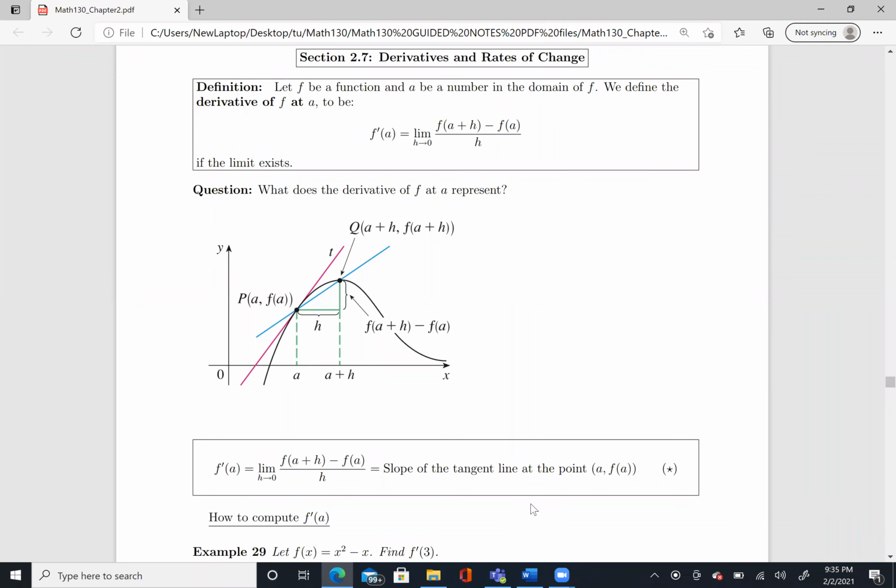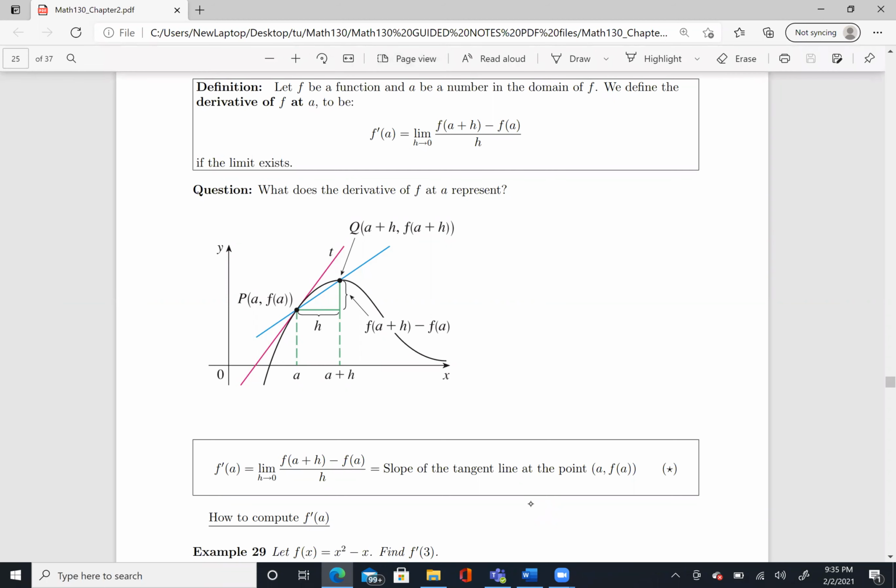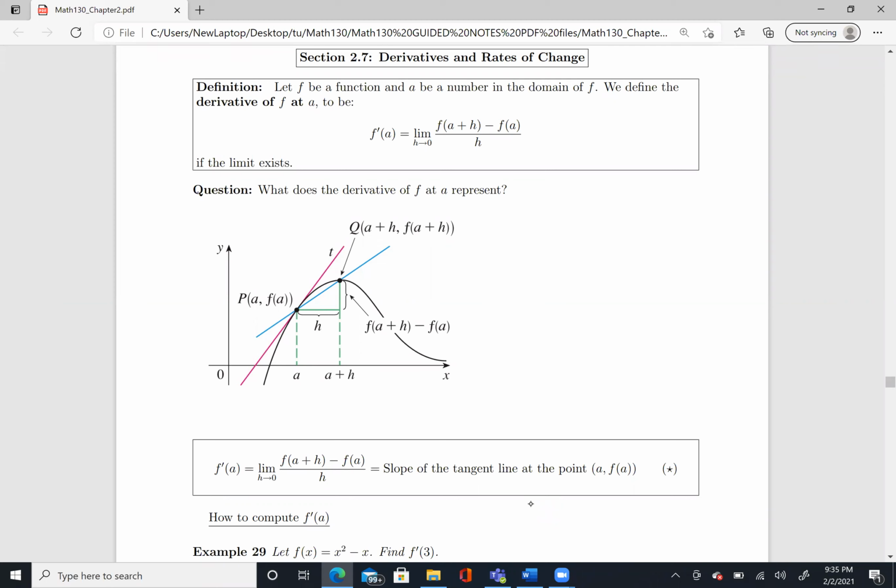Hello. We come to section 2.7 today. We're talking about derivative and rate of change. If we learn about calculus, we must learn about derivative and rate of change. So what's the definition of derivative?